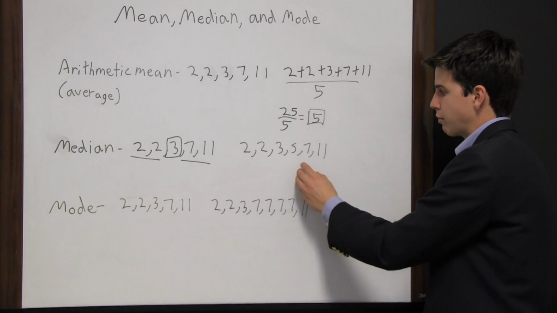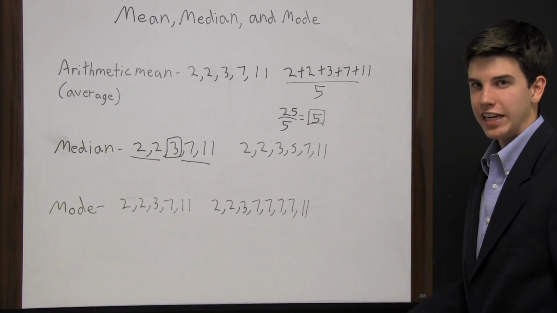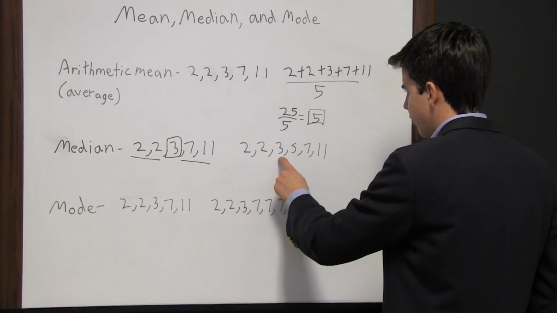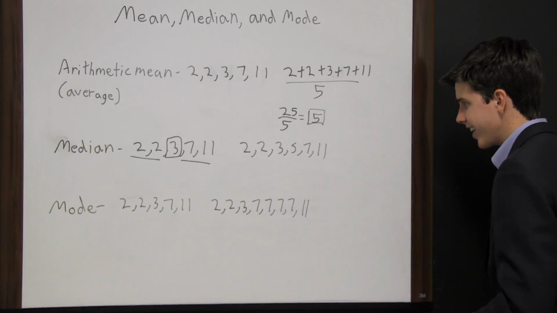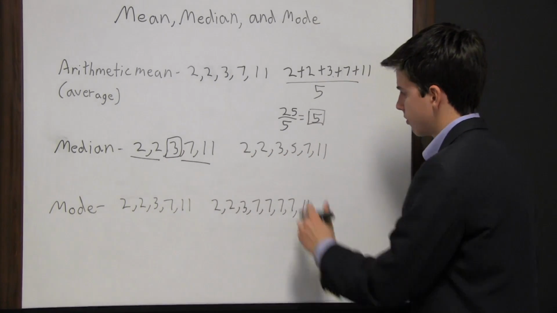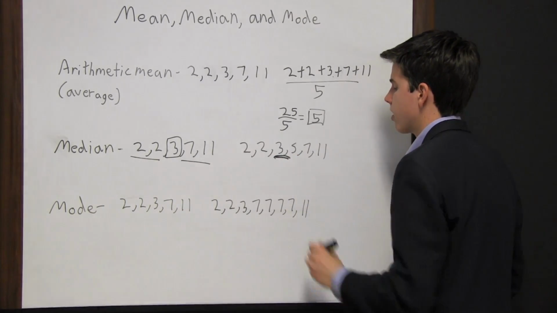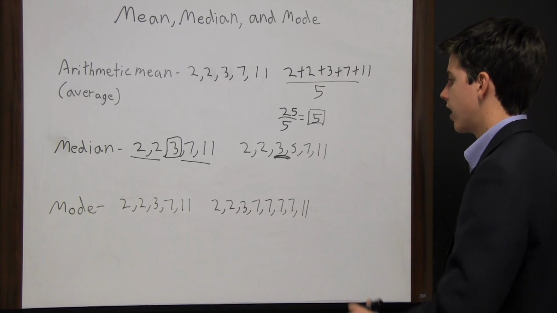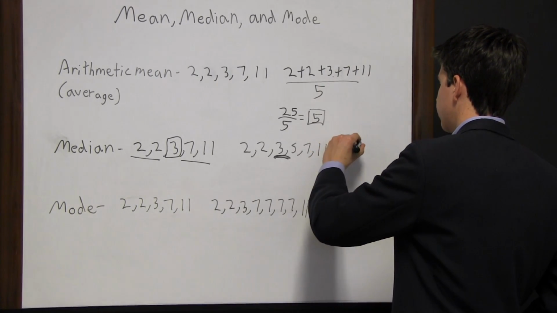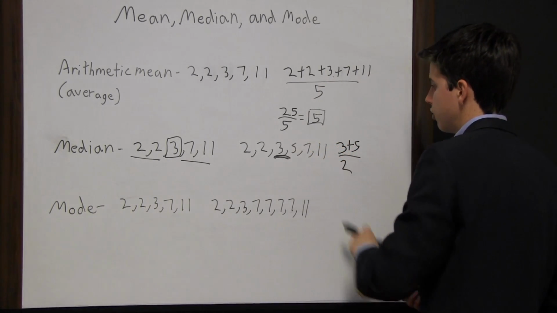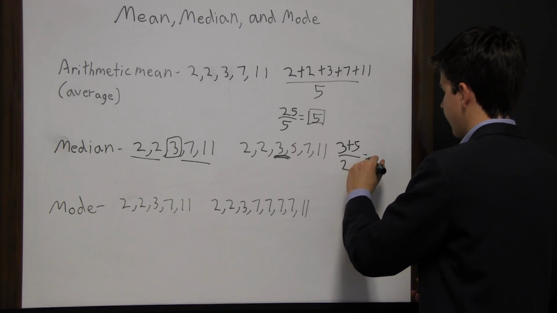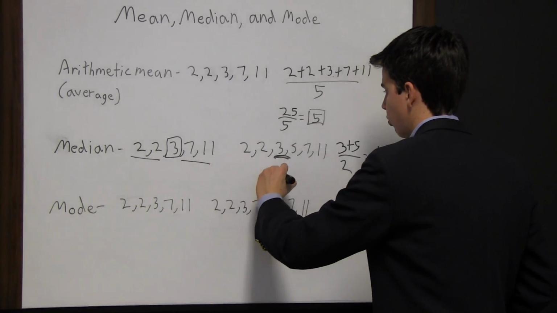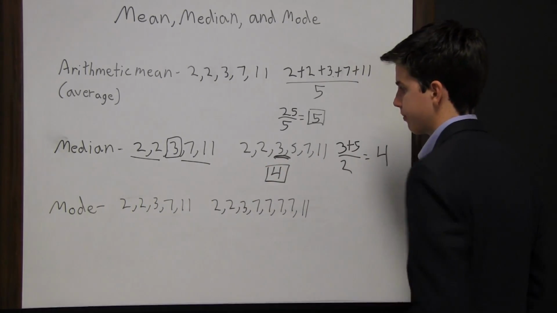Now, when you have 6 numbers in a string, or any even amount of numbers in a string, it makes it more complicated. See, here we have 2, 2, 3, 5, 7, and 11. It's hard to find the exact middle number. See, 3 and 5 are both in the middle. But we can't have 2 medians, so we have to find the arithmetic mean of 3 and 5. So we're going to add 3 plus 5, and then divide by 2 because we have 2 numbers here. And so the answer is going to be 4. So the median in this case is 4, even though that number doesn't appear in that string.